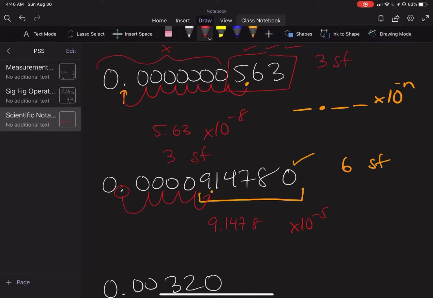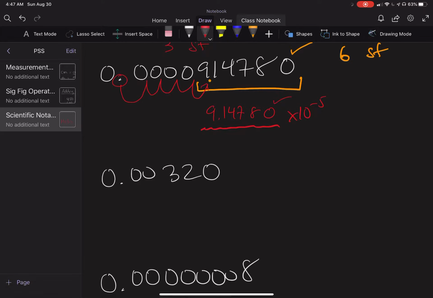9.14780. So now this part of the number has 6 significant digits, because again, that 0 counts. And then times 10 to the negative fifth reflects the fact that we moved the decimal to the right 5 times.